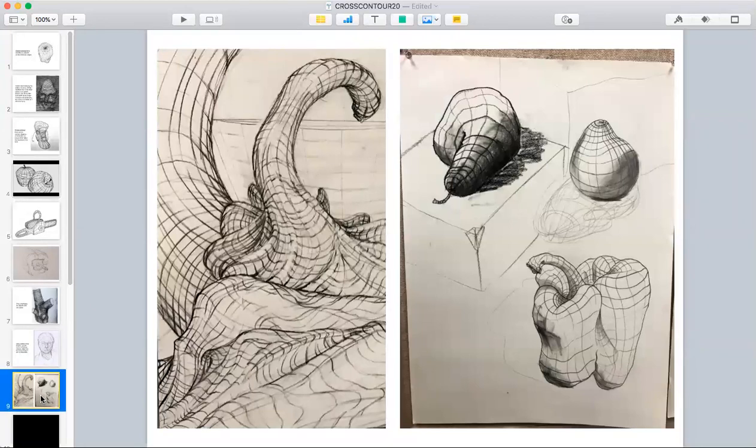These are good examples of some studies and still lives that a student's done of bell peppers, squash, pumpkins. These all are really good forms to draw with this type of cross contour line because they're sort of big, full shapes that lend themselves to making an exciting drawing.